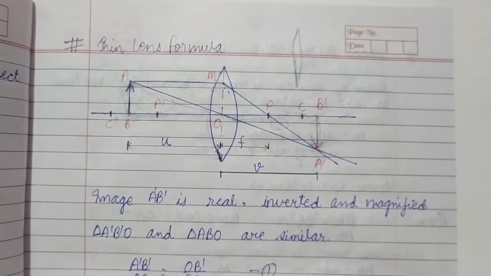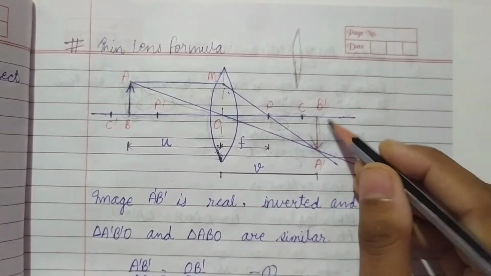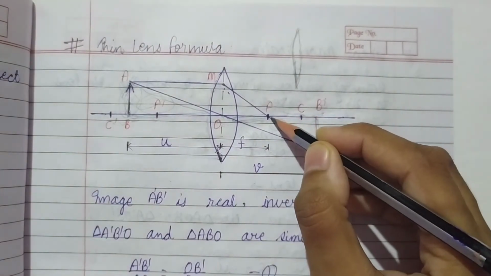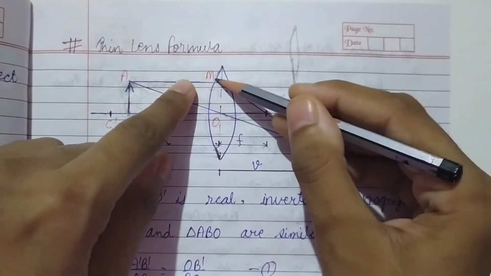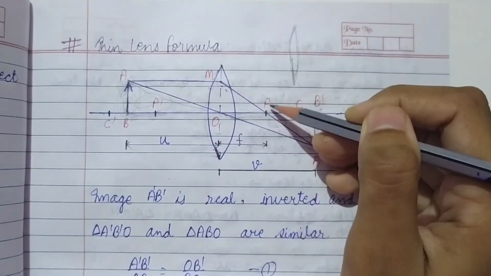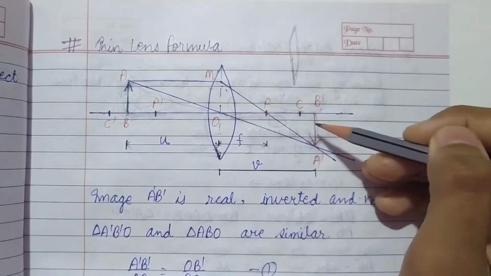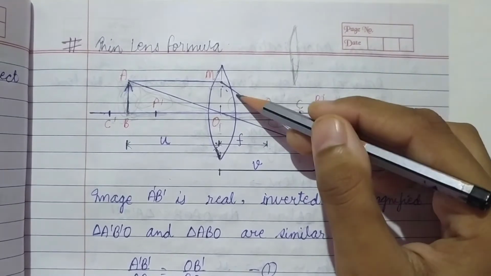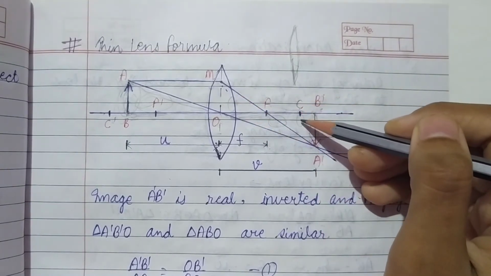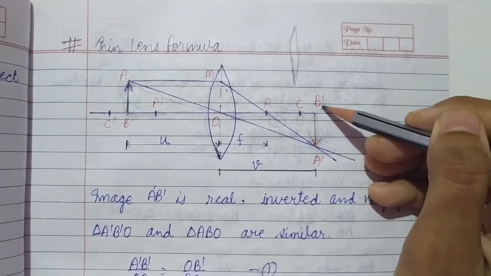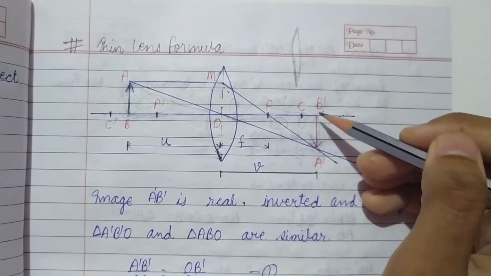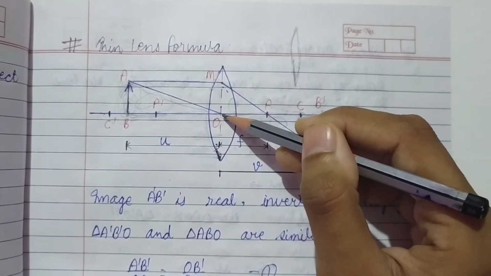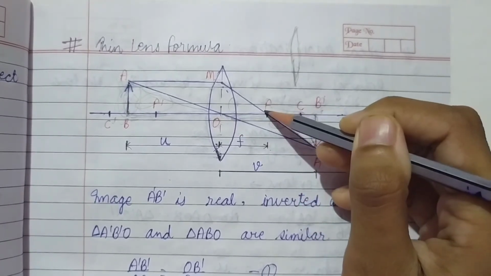Now let us take another triangle, that is A'B'F, and on the same side let us take the other triangle, which is OMF. From these two triangles, which again are similar as you can see now, A'B' upon OM will be equal to what? The ratio of their bases, that will be FB' upon FO.